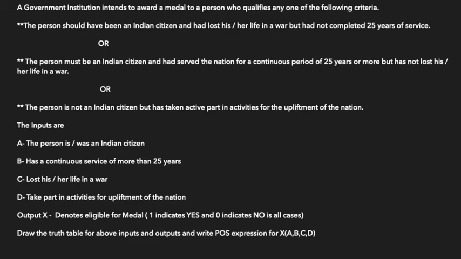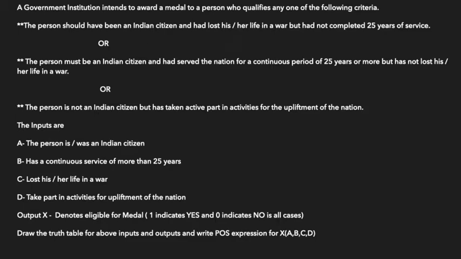Now you must be wondering what to do with these criteria. We will try to mold this problem in terms of Boolean algebra. As you can see, the inputs are A, B, C and D. A stands for the person is or was an Indian citizen. B is has a continuous service of more than 25 years. C is lost his or her life in a war. And D is takes part in activities for upliftment of the nation. Based on these, we will work out the given criteria and evaluate an expression in the next slide.